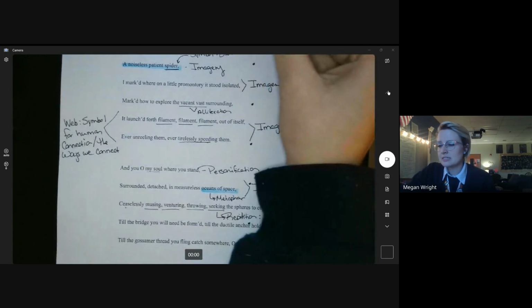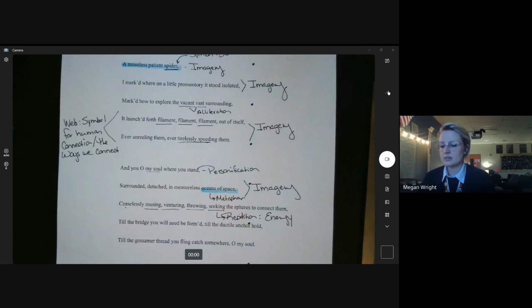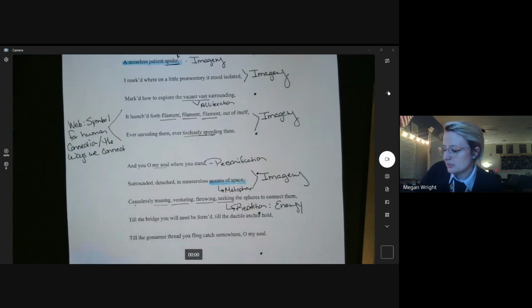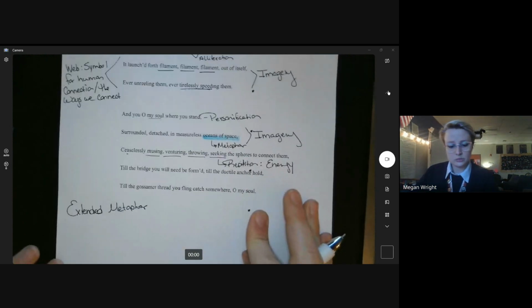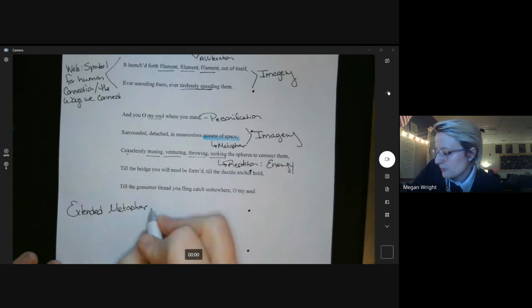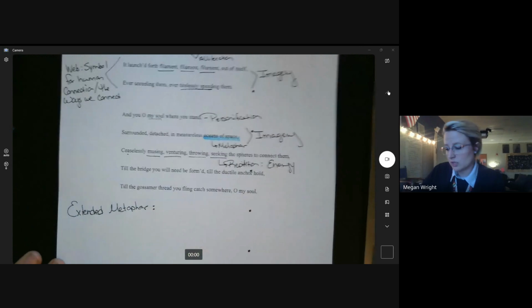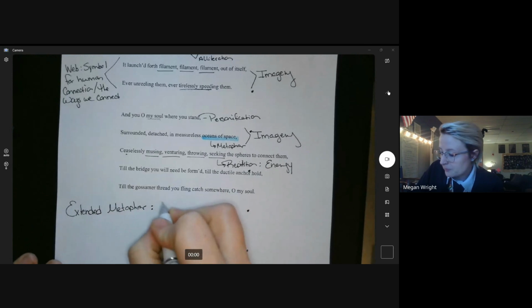But if we come back to this figurative language idea and we look at the poem as a whole, we can make the observation that the whole poem is metaphorical, right? So we're dealing with an extended metaphor here. That is really pointing us toward this spider being compared to the human soul and its search for connection. So that's the big overarching piece of figurative language. So we'll make the note.